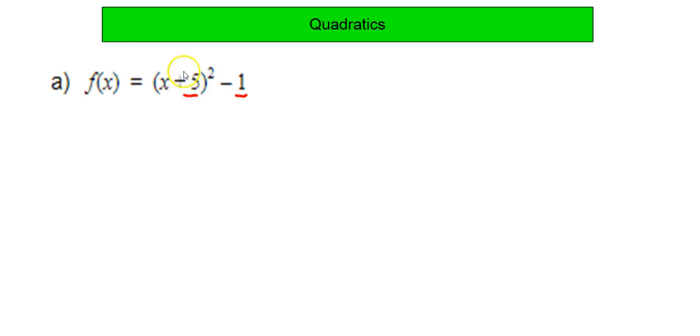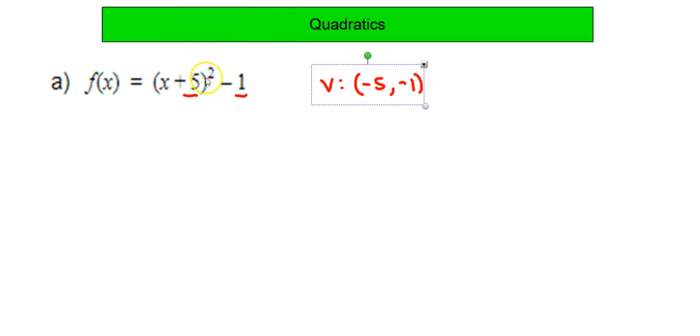So the vertex in this case, I take the number on the inside, and remember it's always opposite of the sign that you see on the inside. So the vertex here would be -5. And then on the outside is my y-coordinate, so that's -1. So there's my vertex. The last couple of days we've been talking about just looking at this side and simplifying it a little bit. So let's go ahead and go through that process.